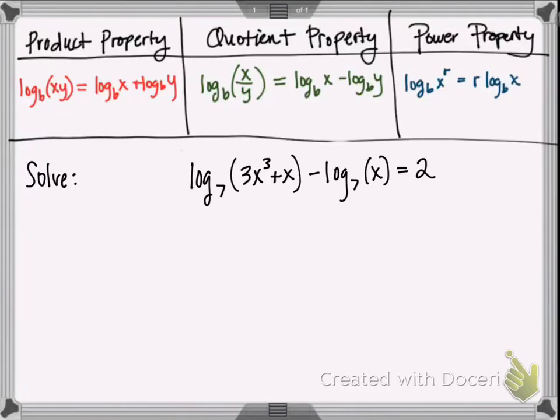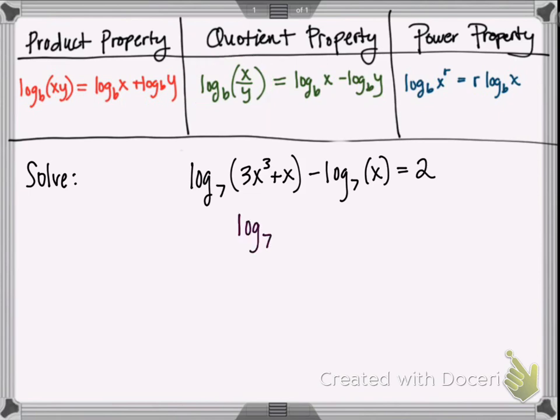In this example, we're going to be using the properties of logs in order to solve this log equation. So the first goal on the left-hand side is to combine both of these logs since they have the same base. We're going to combine them using the quotient property because I see this right-hand side, two logs of the same base that are being subtracted. So I can rewrite it as one single log with the same base.